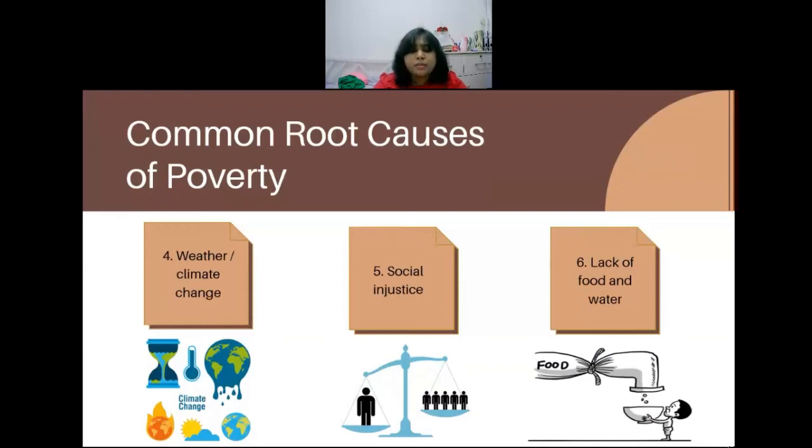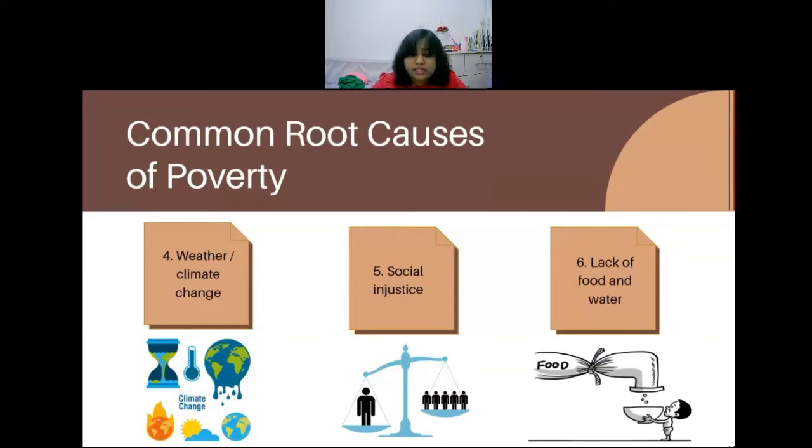Inequalities in income distribution and also the access to productive resources, basic social services, opportunities, and more are a cause for poverty. Groups like women, religious minorities, and racial minorities are the most vulnerable ones. Well, lastly, would be the lack of food and water.